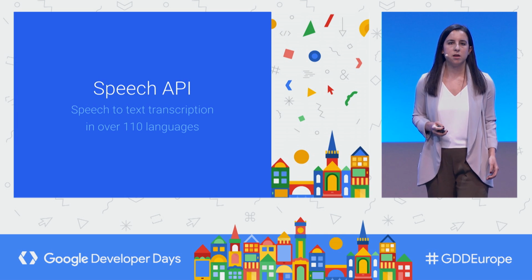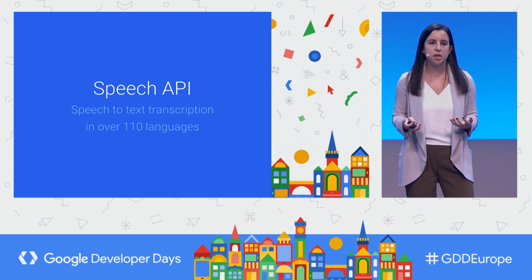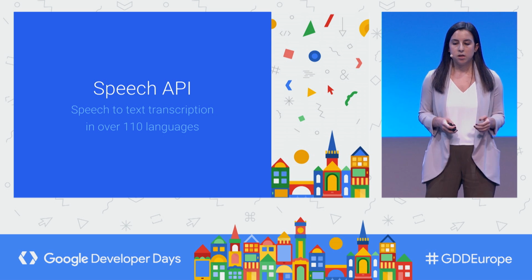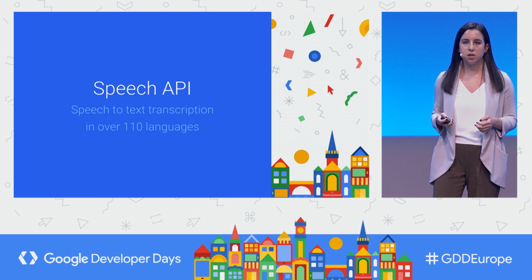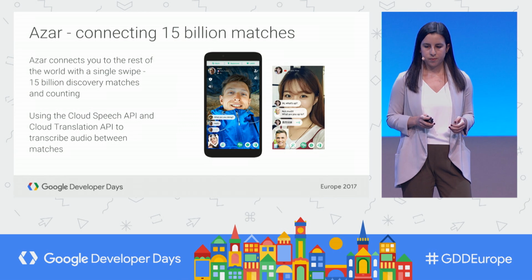So that was the Vision API. Next, I want to move into the Speech API, which exposes the functionality of OK Google to developers. So it lets you implement speech-to-text transcription in your applications in over 110 languages.